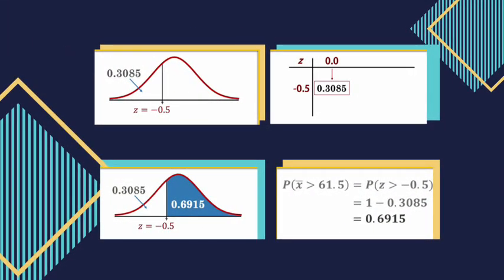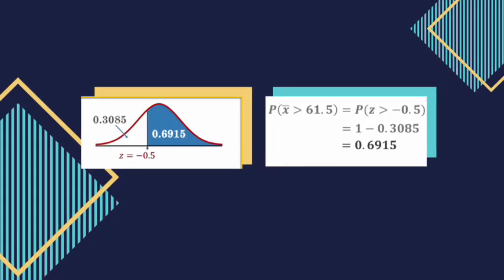Looking that up in the less-than cumulative normal table, we have a less-than area of 0.3085, so the greater-than area is 1 minus 0.3085, which gives 0.6915. That is, the probability that the sample mean is greater than 61.5 is 0.6915.